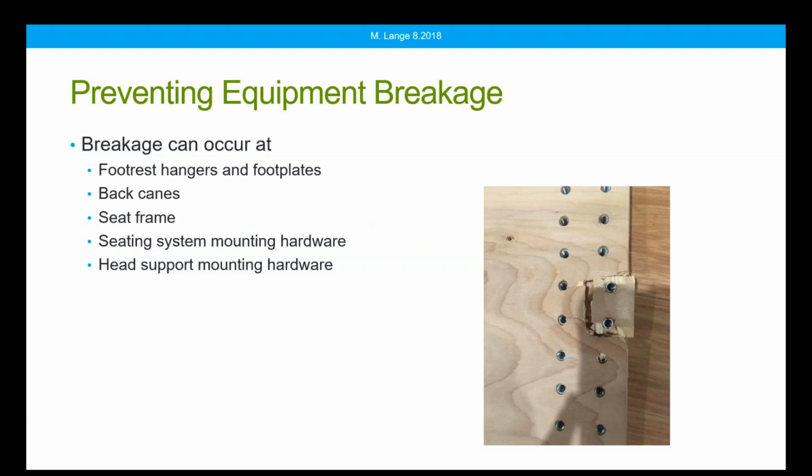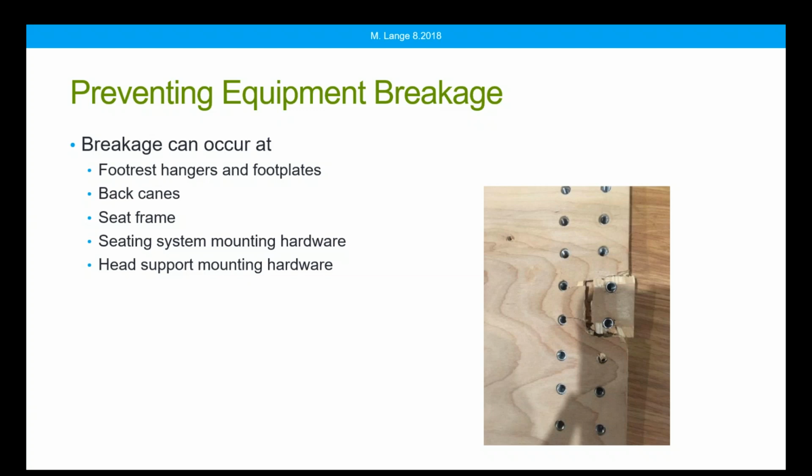Breakage can occur in a lot of different areas. If you work with clients who are exerting a lot of force or have just a lot of strong repeated movements, you have seen this damage, right? Feel free to type in the chat box what you've seen your clients do to their equipment. But breakage can occur at the footrest hangers and foot plates. The client is able to get a lot of leverage under their feet during extension and really generate some significant forces in that area. The back canes, because we have extension at the hips that is pushing against those back canes.